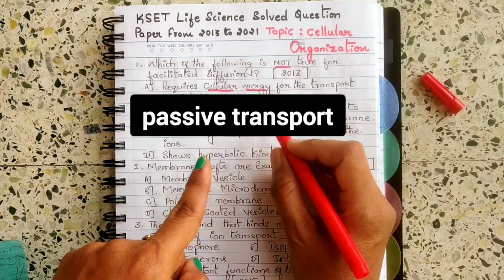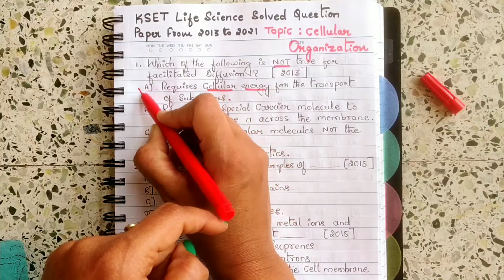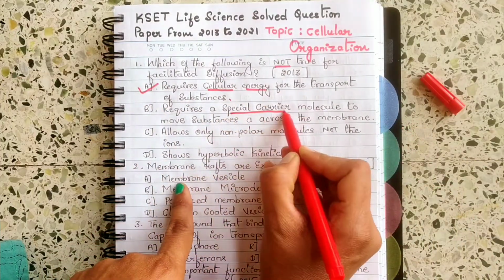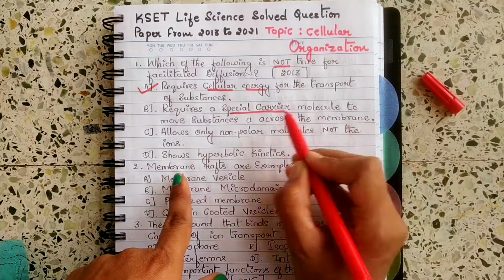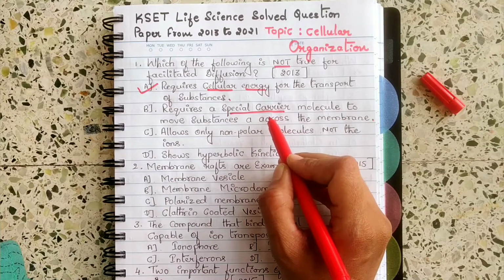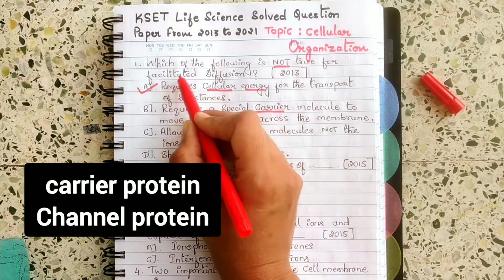But here they are saying it requires cellular energy for the transport of substances. That's why this is not true. Okay, option A is the correct answer. And coming to option B, requires special carriers for molecules to move substances across the membrane. Yes, it requires special carriers, as I mentioned before, like carrier proteins and channel proteins, which are required to cross the membrane in the case of facilitated diffusion.